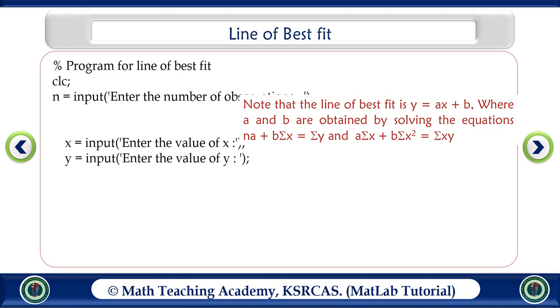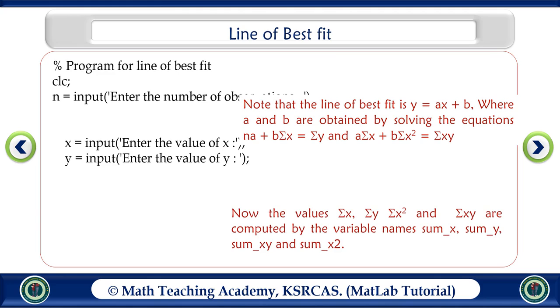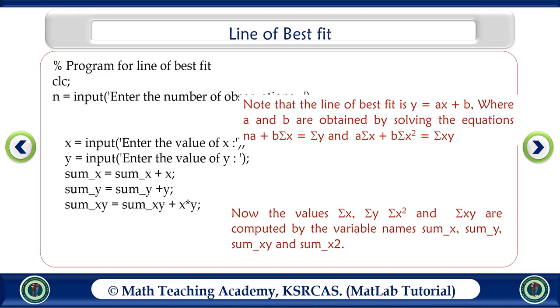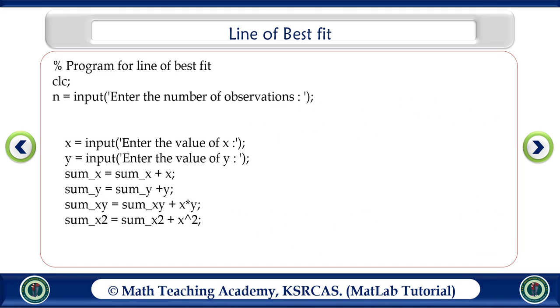Note that the line of best fit is y is equal to ax plus b, where small a and small b are obtained by solving the equations na plus b summation x equal to summation y and a summation x plus b summation x squared is equal to summation xy. Now the values summation x, summation y, summation x squared and summation xy are computed by the variable names sum x, sum y, sum xy, sum x2. So this is achieved by the command sum x equal to sum x plus x, sum y is equal to sum y plus y, sum xy is equal to sum xy plus x star y, sum x2 is equal to sum x2 plus x caret 2.